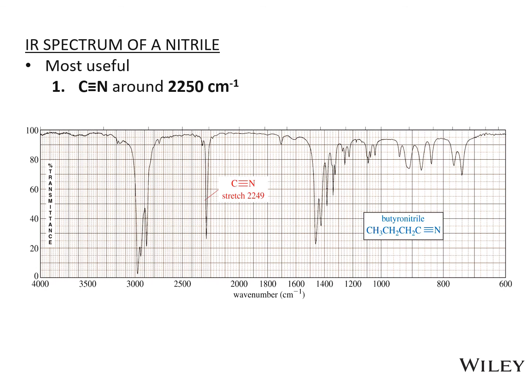The next functional group we're going to look at, which was not a functional group that we focused on earlier in chapter 2, is a nitrile. A nitrile has the general form of a carbon triple bonded to a nitrogen. So nitriles have diagnostic peaks around 2250, and that indicates the presence of that carbon-nitrogen triple bond.